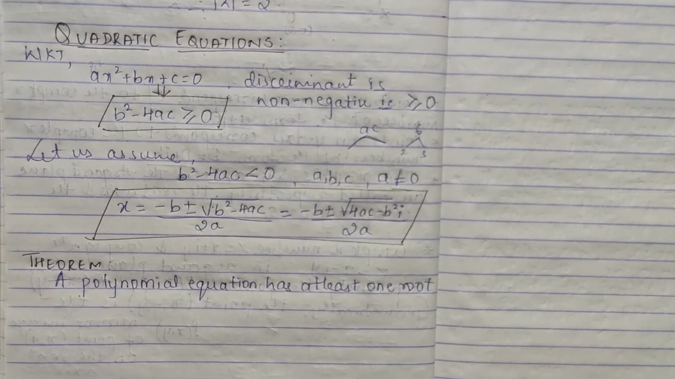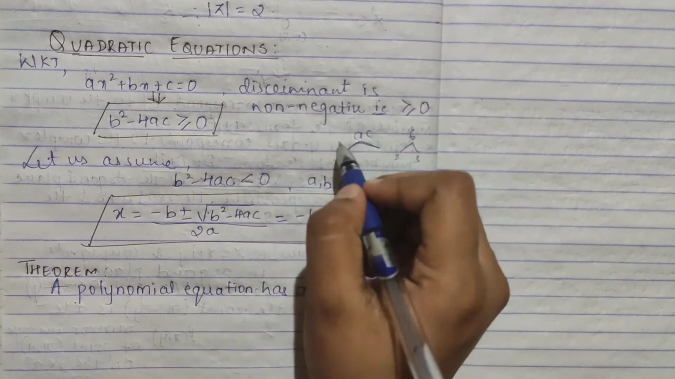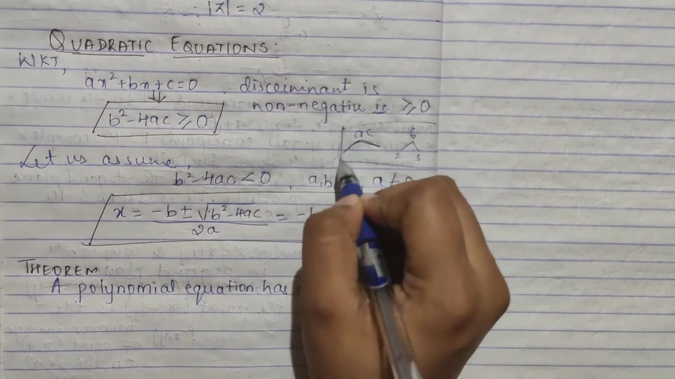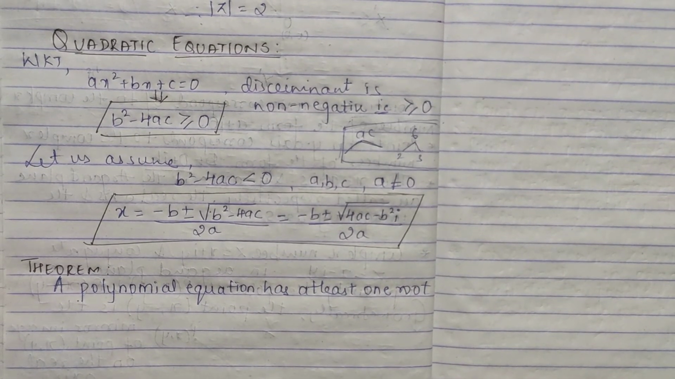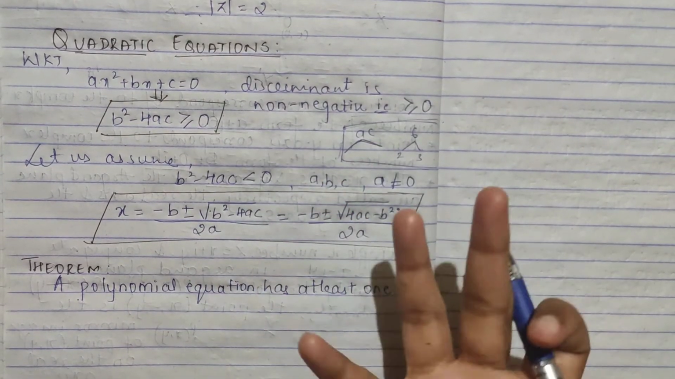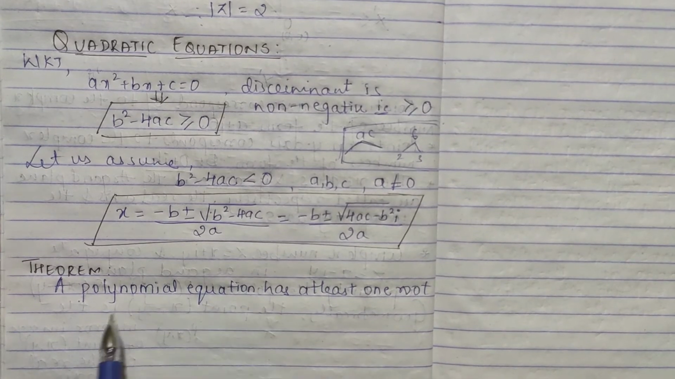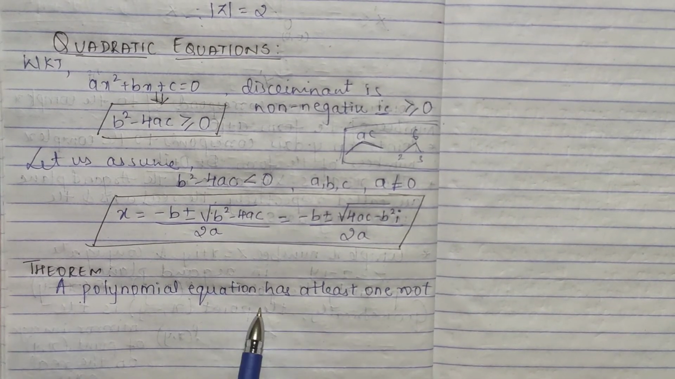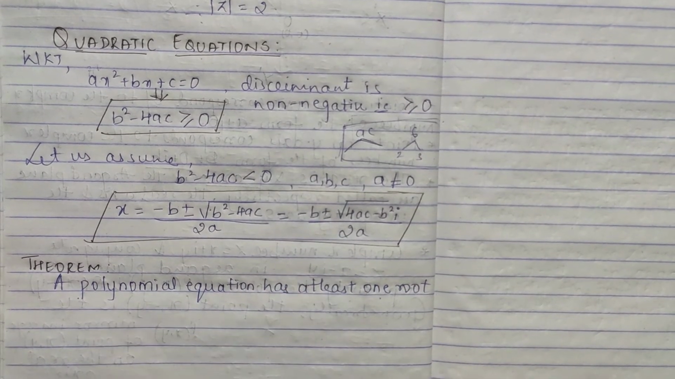As you are studying quadratics, you always get 2 roots, right? Here also, when you directly factorize, you get 2 values of x, which we call 2 roots. You might be interested in how many roots we can get when the discriminant is negative. So you have one theorem: a polynomial equation has at least one root.